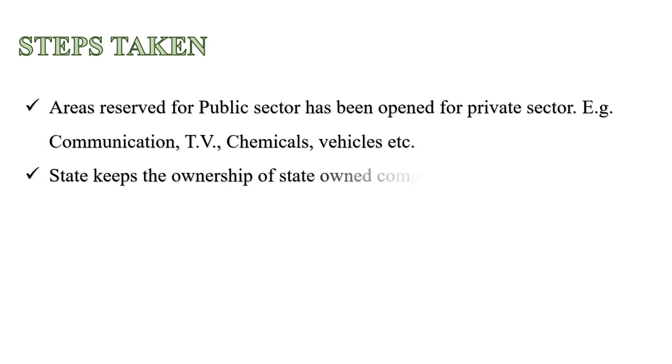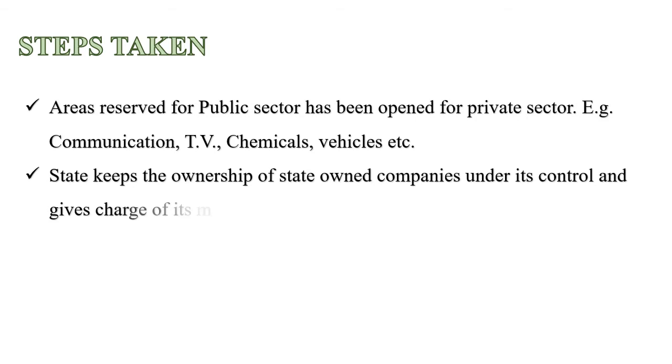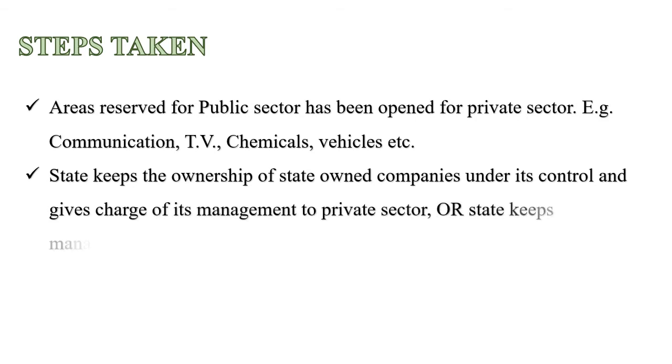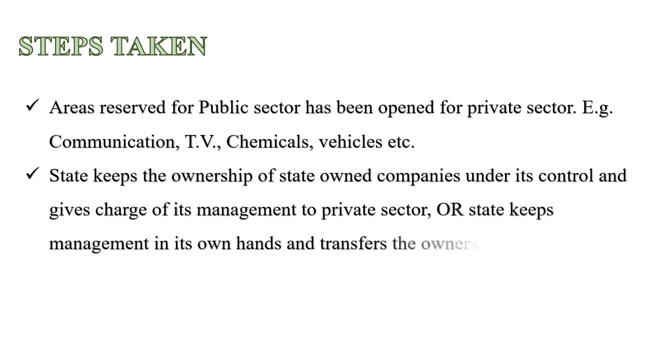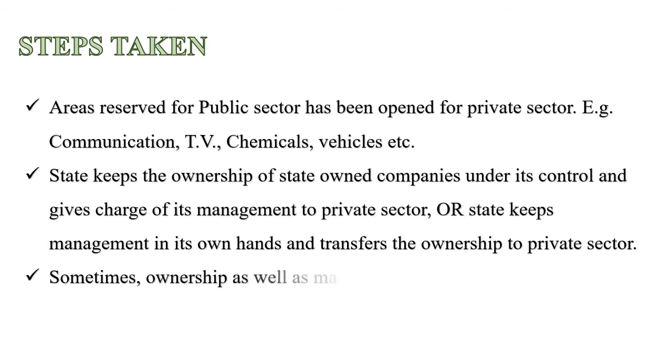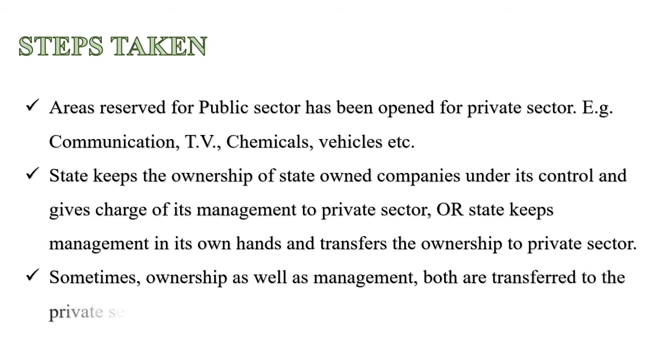Second, state keeps the ownership of state-owned companies under its control and gives charge of its management to private people. That's the first thing. Or state keeps management in its own hand but sells the ownership shares to the private people. Or the third option is that sometimes ownership as well as the management both are transferred to the private sector enterprises. That means the government sells the whole and soul of the companies to the private people.